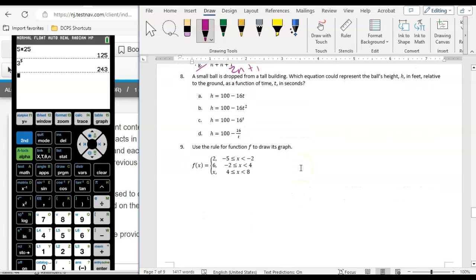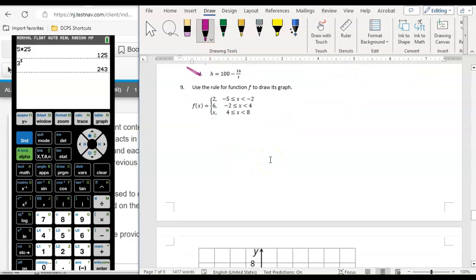Number 8, a small ball is dropped from the top of a tall building. Which equation could represent the ball's height in feet? So now we're thinking about how far is the ball from the ground. So we have some subtraction here. Now remember, negative 16t squared represents the force of gravity and then therefore gives us the distance. So we would look at B being our best answer here. Again, A is linear, C is also, technically exponential there, and then H or D would also be linear.